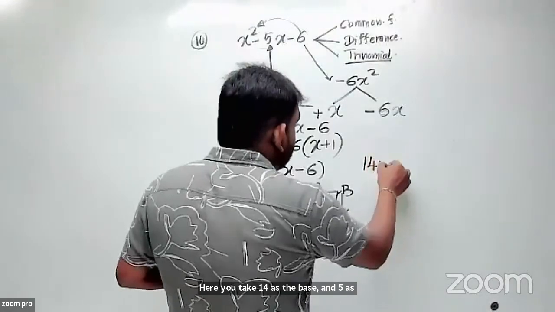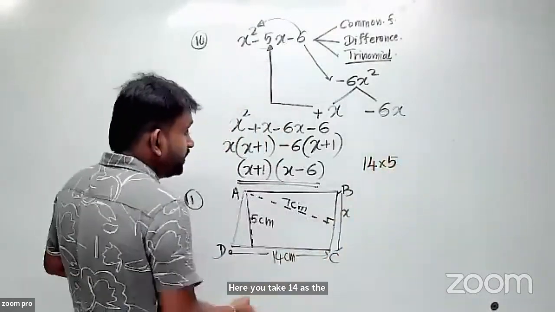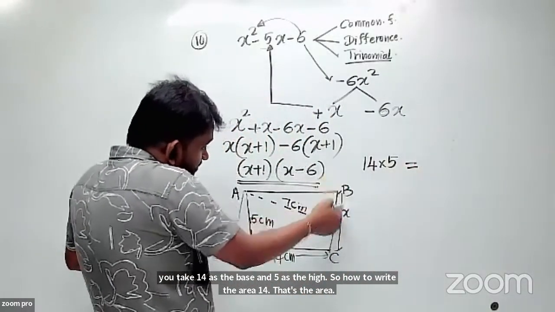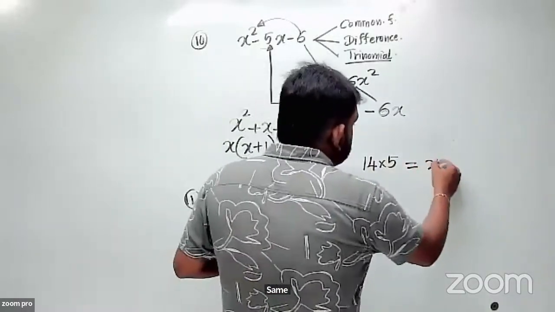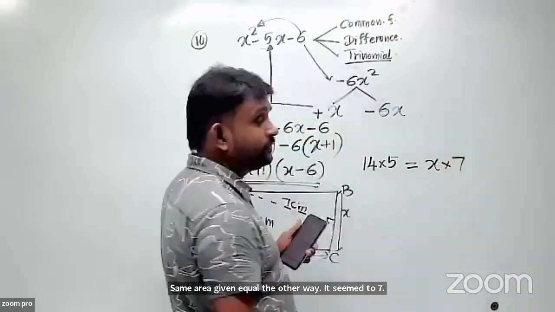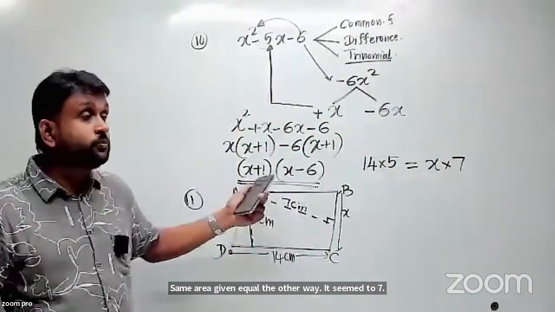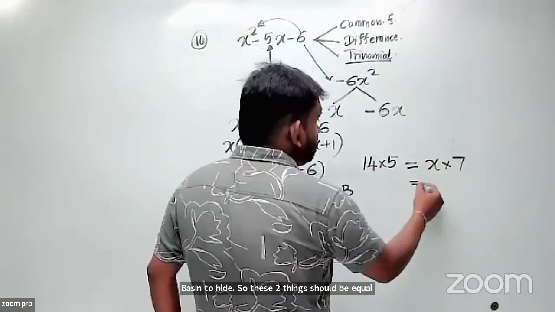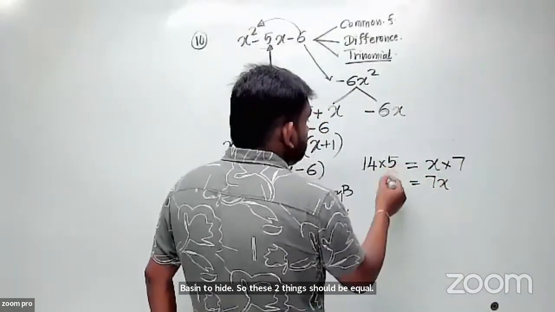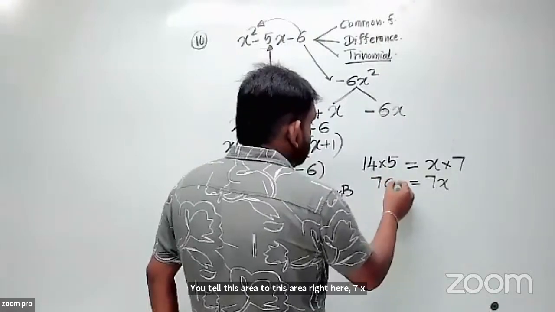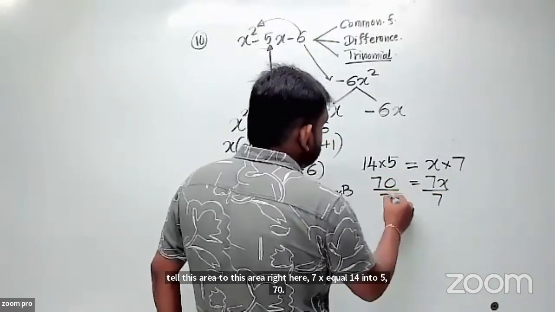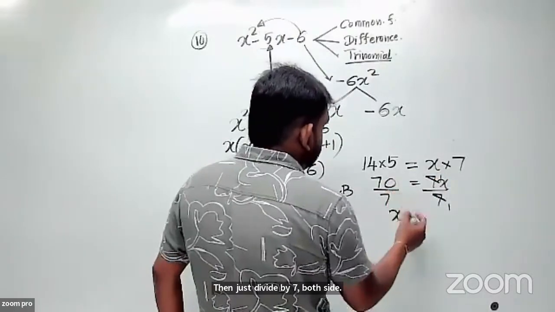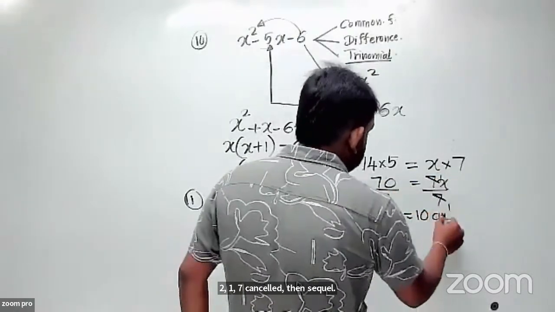So how to write the area? 14 into 5, that's the area. The same area the other way around is x into 7, base into height. So these two should be equal. Here 7x equals 14 into 5, which is 70. Then just divide by 7 both sides, the 7s cancel. Then x equals 70 upon 7, which means 10 centimeter.